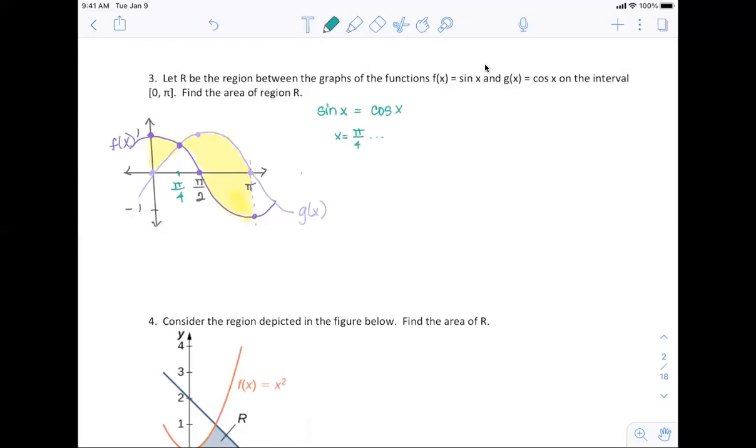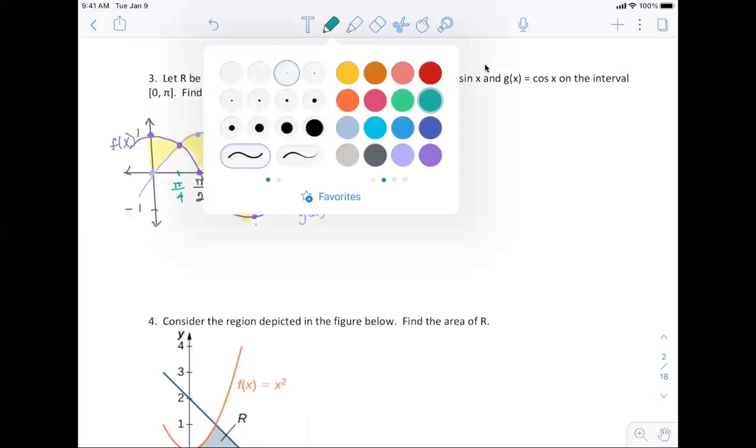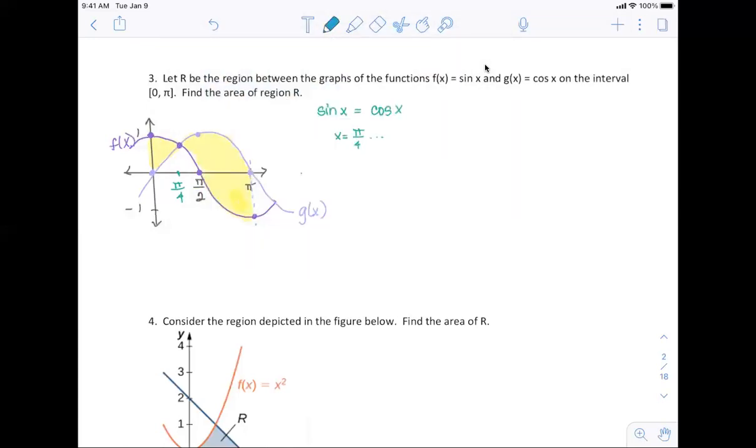All right, so we have to set up two different integrals in this case. We want the integral from 0 to pi fourths of f of x minus g of x dx plus the integral from pi fourths to pi of, because of the way these oscillate in different directions, now g of x is the top equation and f of x is the bottom equation for the rest of that, okay?